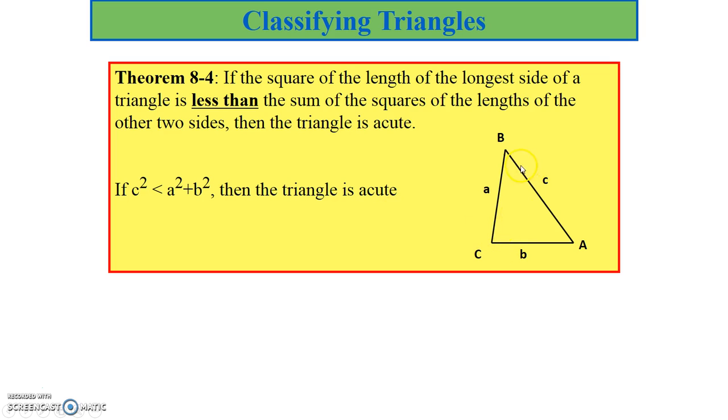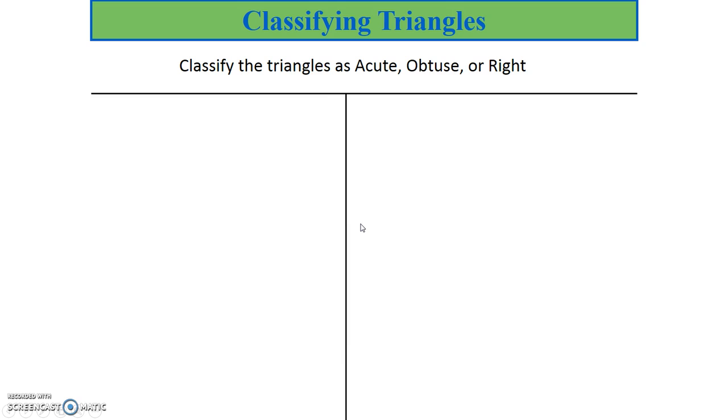So you can see it, if this side squared is less than, it's going to close this out a little bit more than the other one.